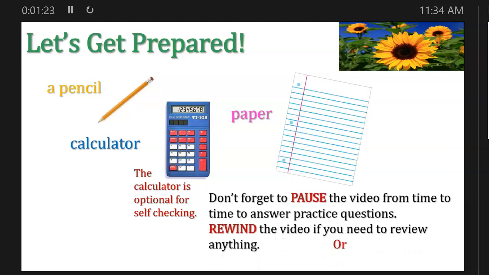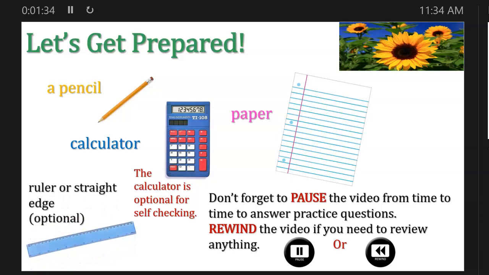Don't forget to pause the video from time to time to answer any of the practice questions, and rewind the video if you need to review anything before trying to answer the questions. Also, you may want to get a straight edge as well, since we might be drawing some parallel lines and transversals. It might be easier if you have one, but if you don't, that's fine too.